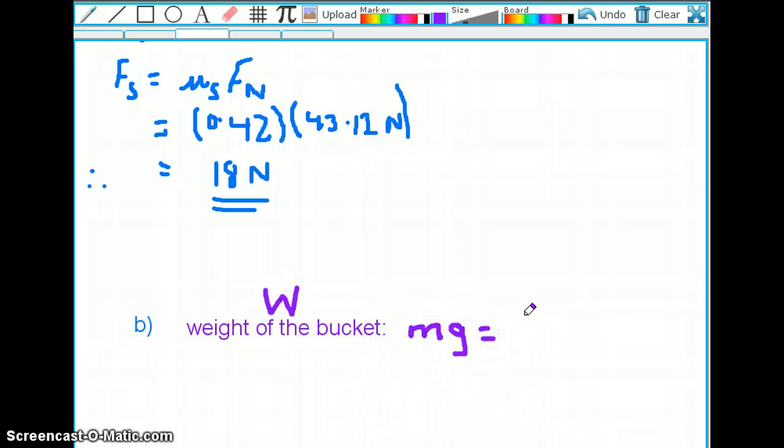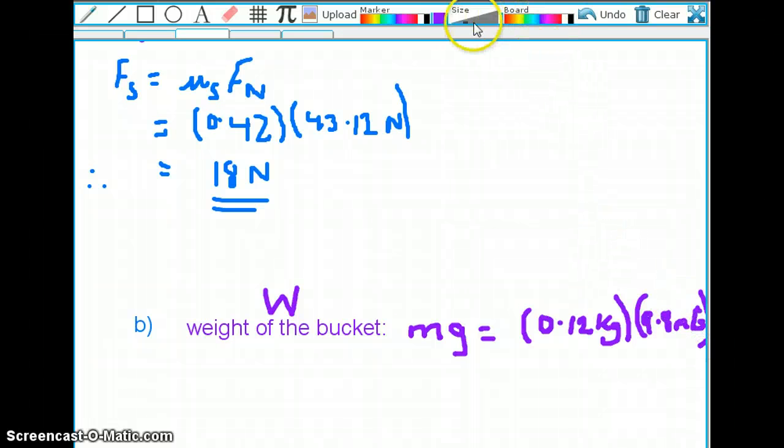So this is going to equal the mass of the bucket, so it would be 0.12 kilograms, and then obviously 9.8 is the gravitational acceleration, meters per second squared. And it's a little off the page, so ignore that. So that's that, and that should give you an answer of 1.176 newtons.